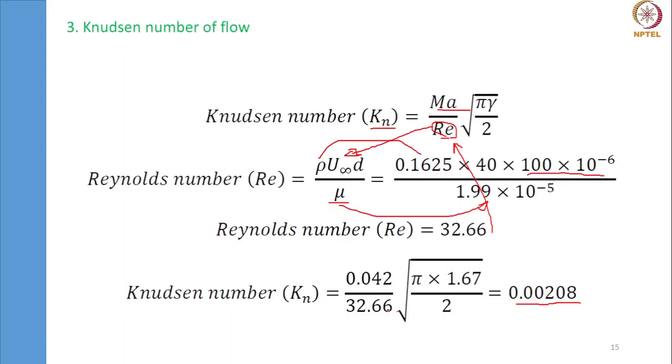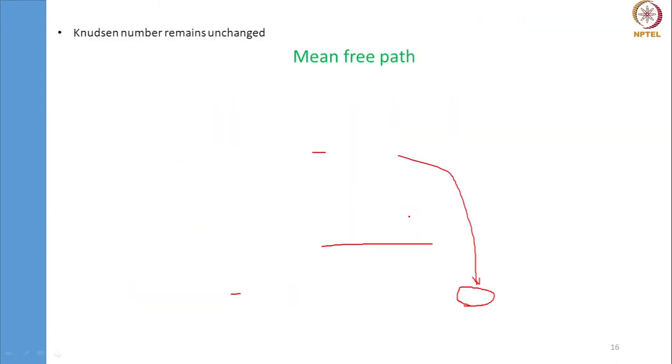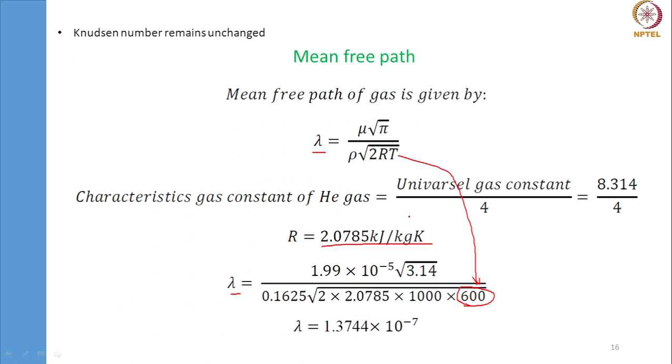So when the temperature is increased, we come to a conclusion that it was initially 0.194 at 300 Kelvin, and now it is 0.13 micron, because at elevated temperatures the gas molecules have higher kinetic energy, and the frequency of collisions becomes more. So as a result, we can expect this solution that the mean free path will be lesser than what it initially was.